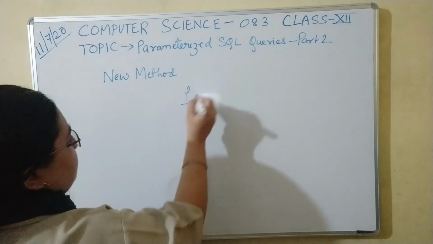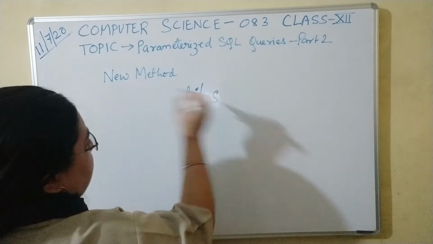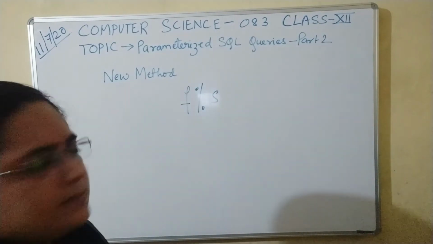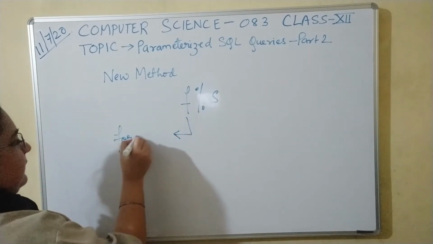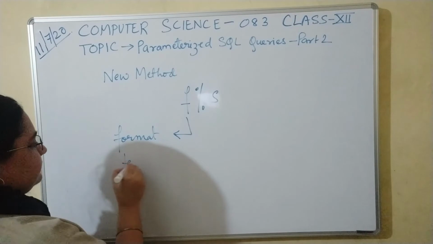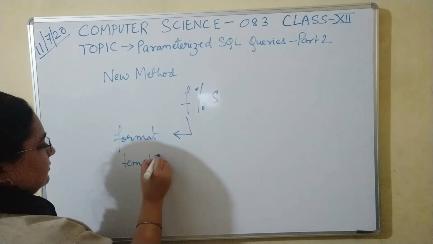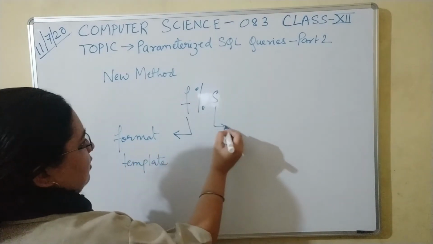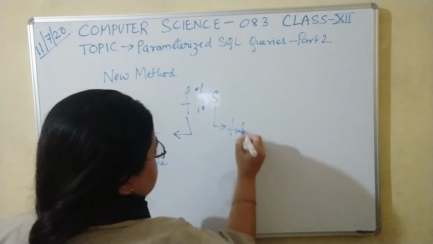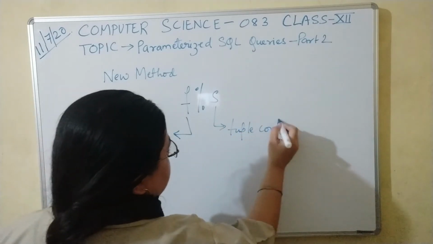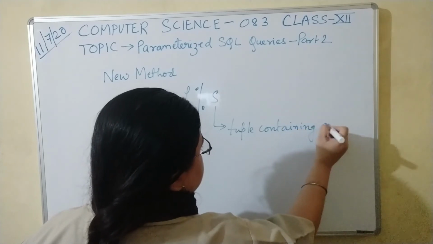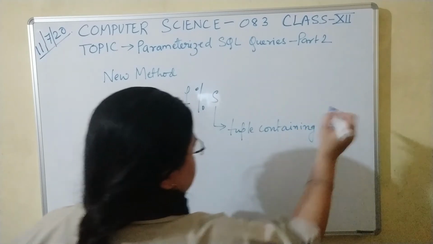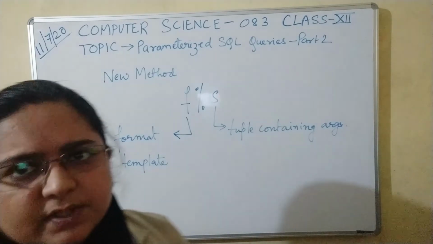In my previous video we had studied about the old method, the old style, where we were providing a parameterized SQL query in this format, where F was the format template and S was the tuple containing arguments. So this was our method which we were following.